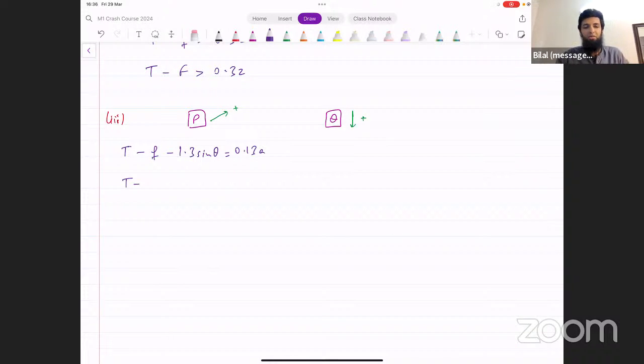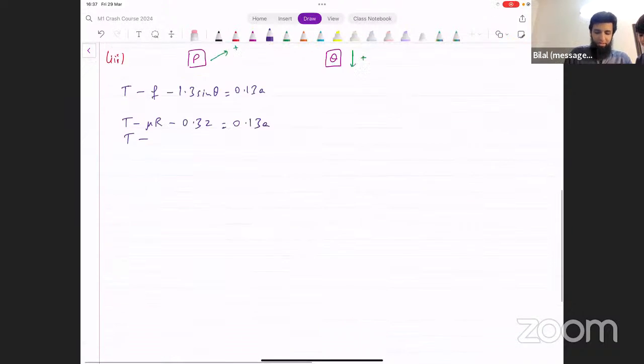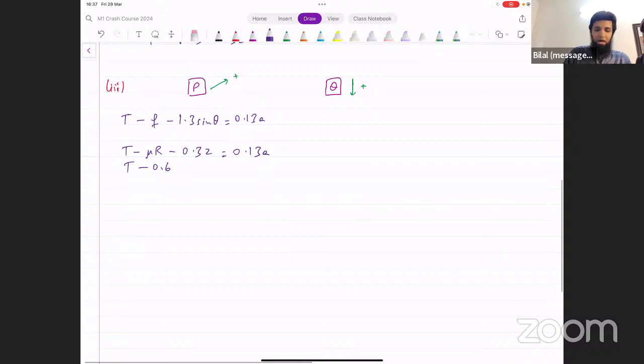Now, since the particles are moving, when the object is in motion, friction is at its maximum value. So we can replace friction with mu R. We can say mu R minus 1.3 into sine theta, the result from this was 0.32. Let's write that here directly. That equals 0.13 times A. Mu is given to be 0.6, so 0.6 into R.